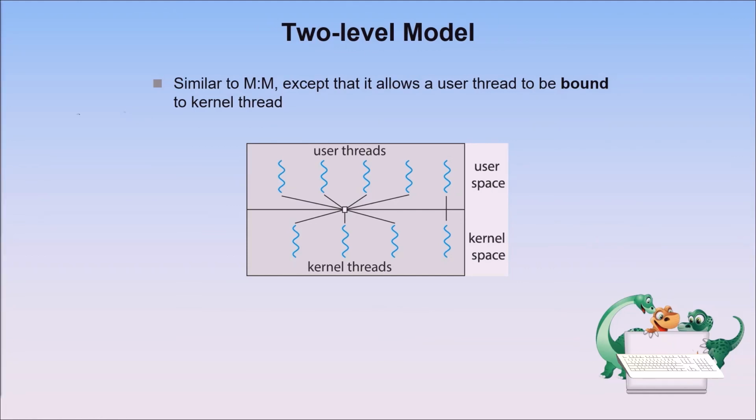How about this two-level model? The two-level model is a popular variation of the many-to-many model, which allows either many-to-many or one-to-one operation. This model is implemented on IRIX, HP-UX, and Tru64 UNIX, as was done with Solaris prior to Solaris 9.